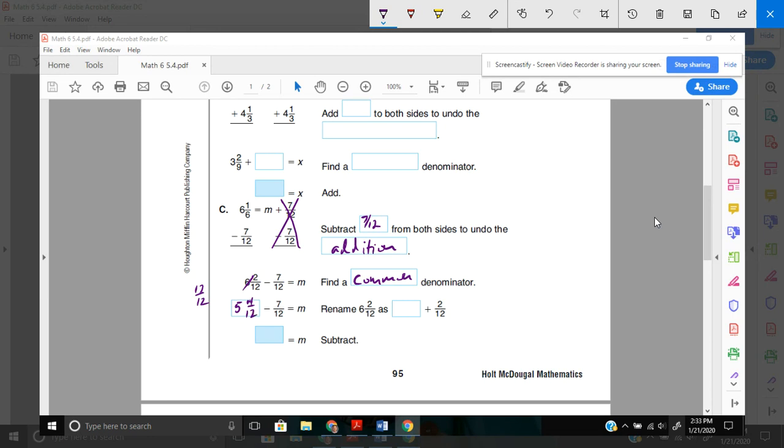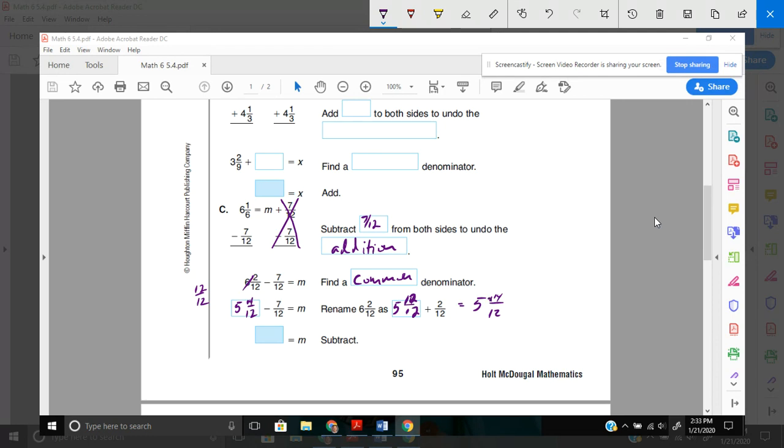14/12. This 2 that I originally had plus these 12 that we had to regroup from the 5 gives me 14/12. And again, I renamed 6 and 2/12 as 5 and 12/12 plus this 2/12 to get 5 and 14/12. Okay.